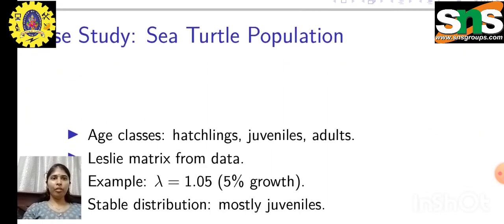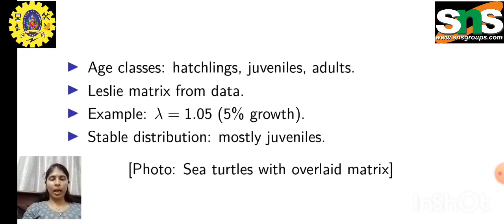Next is the case study of a turtle population, which we are going to see in this video. Here the age classes are hatchlings, juveniles and adults. The Leslie matrix from the data gives lambda equal to 1.05, which is 5% growth. Next, the stable distribution is mostly juveniles.